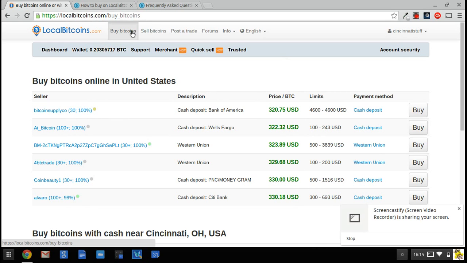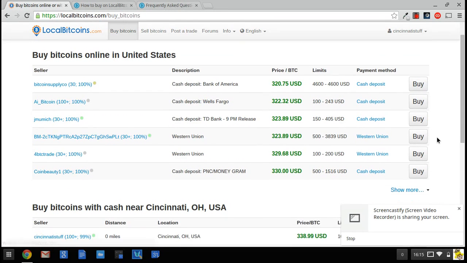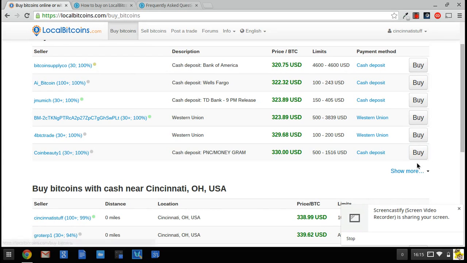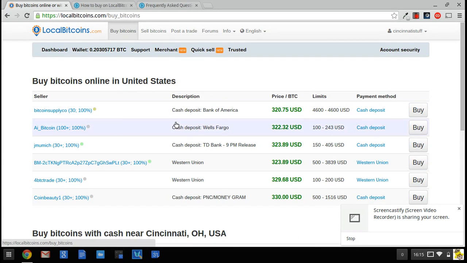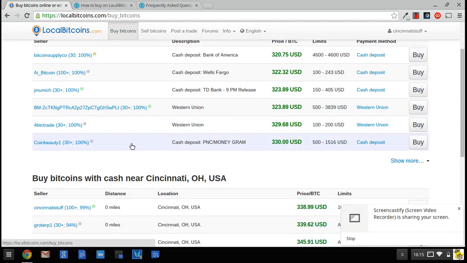So you click the top, real simple, says Buy Bitcoins. And when you come down here, you have all different kinds. You can buy Bitcoins in the United States, because I'm in the United States, but it'll say whatever country you're in. Or you can buy Bitcoins with cash. That's if you want to buy Bitcoins locally, pay cash.